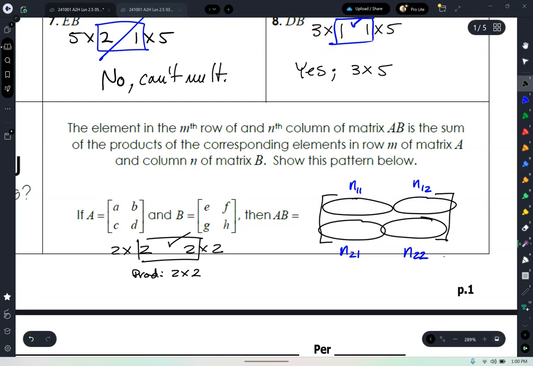And so the way this is going to work is you're going to end up with A times E plus B times G. That's how you're going to get N11. Again, we're taking the first row and multiplying it by the first column. Does that make sense? Does everybody see what we're doing? So then it's first element times first element, second element times second element.